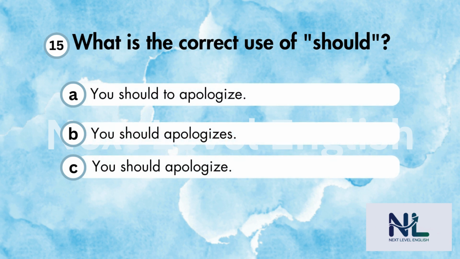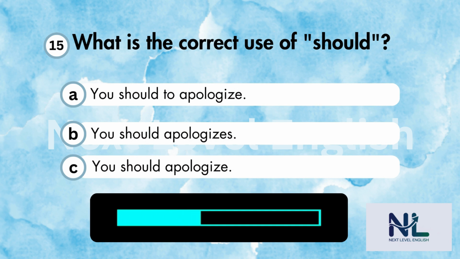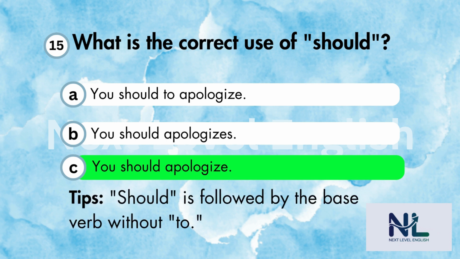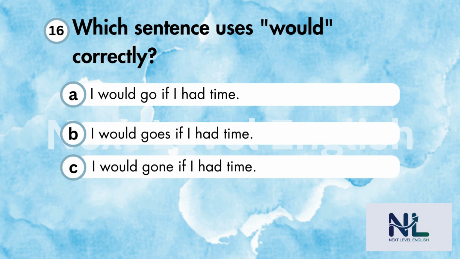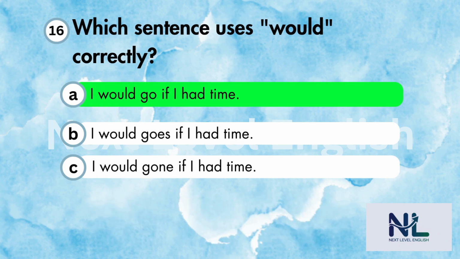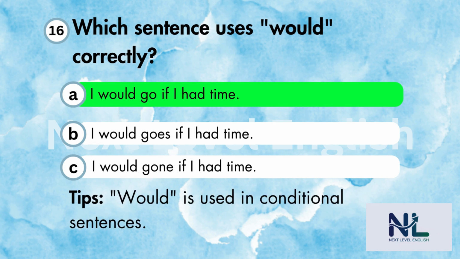15. What is the correct use of should? You should apologize. Tips, should is followed by the base verb without to. 16. Which sentence uses would correctly? I would go if I had time. Tips, would is used in conditional sentences.